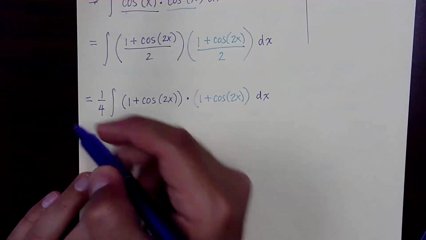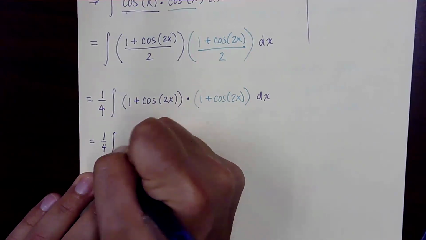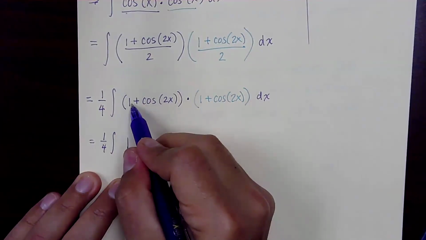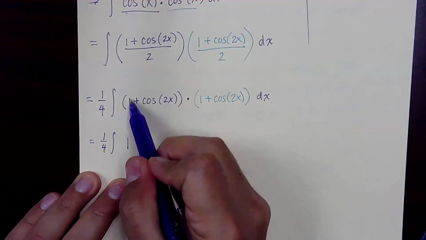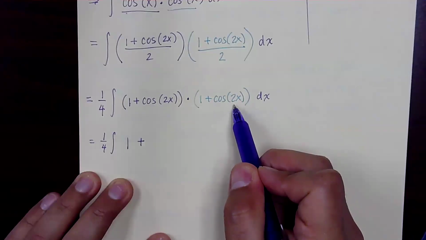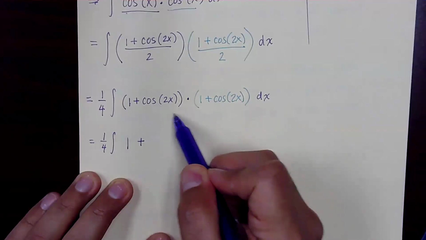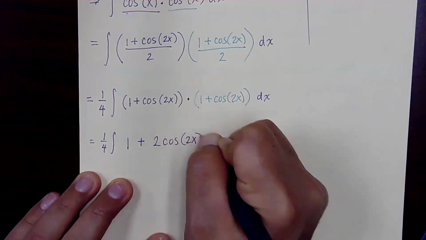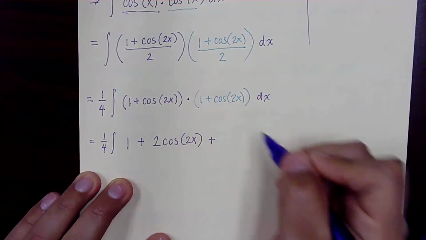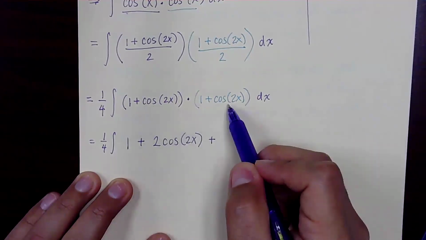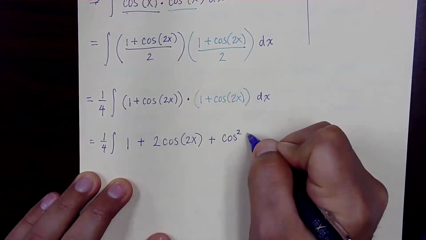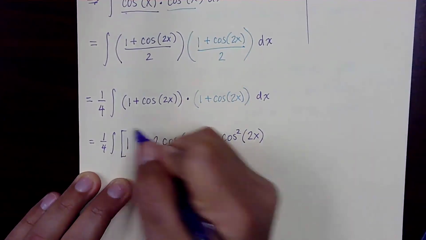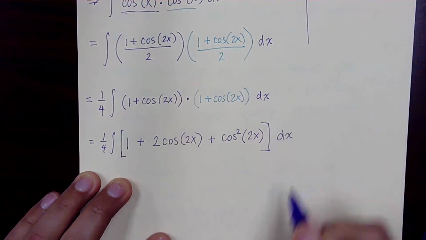Okay. So we're going to get 1/4 integral of, this should be 1 times 1, which is 1 squared. And then we have plus 1 times cosine of 2x, and then another cosine of 2x. So that's going to be 2 cosine of 2x. Plus, then we will have a cosine squared of 2x dx.